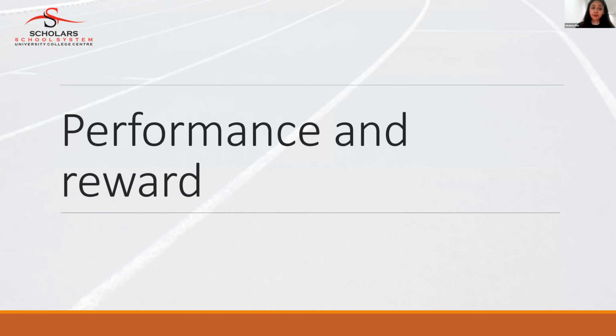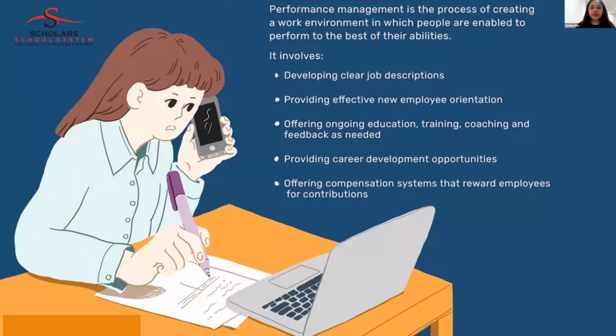So now we will look at how human resource practices, performance and reward have an impact on employees. Performance management is the process of creating a work environment in which people are enabled to perform to the best of their ability. It involves developing clear job descriptions. If there are no proper job descriptions, if people do not know what they have to do in an organization, what kind of job is assigned to them, then it will become a big problem, okay, for the organization as well as the employees.